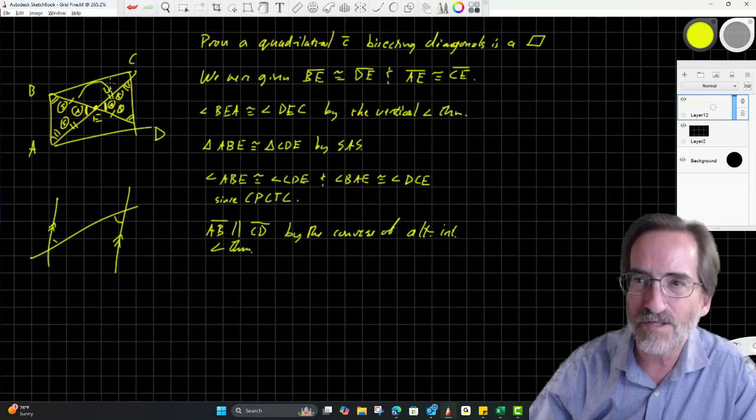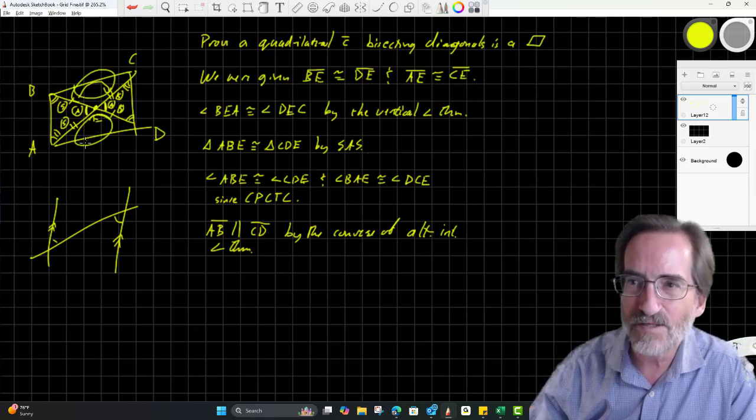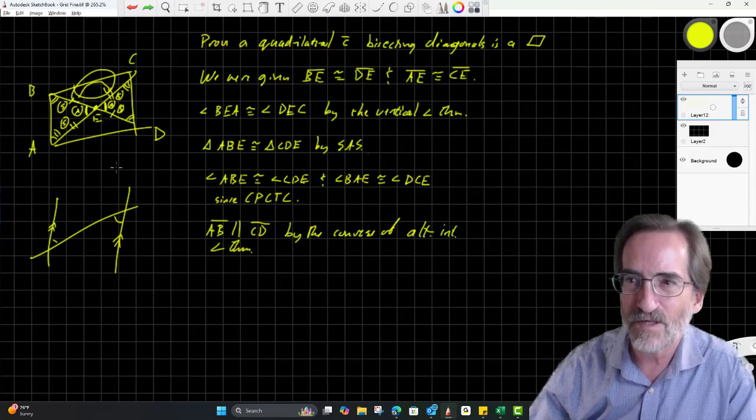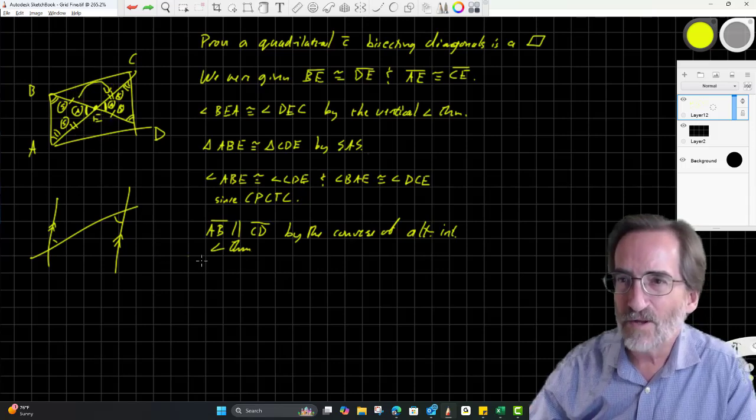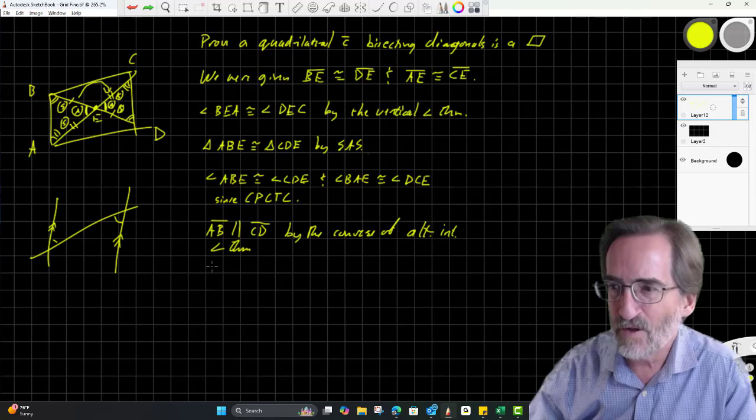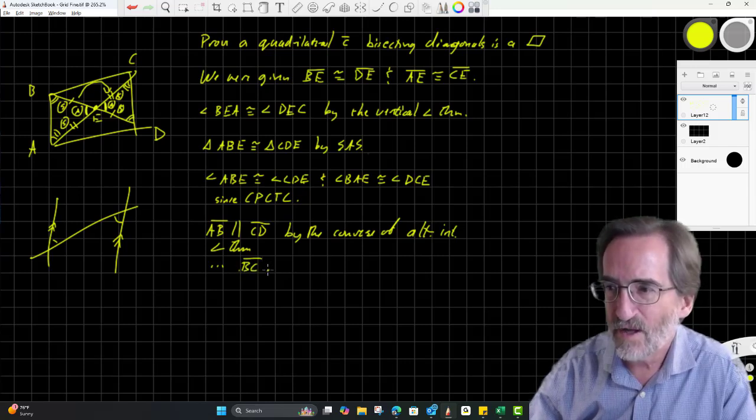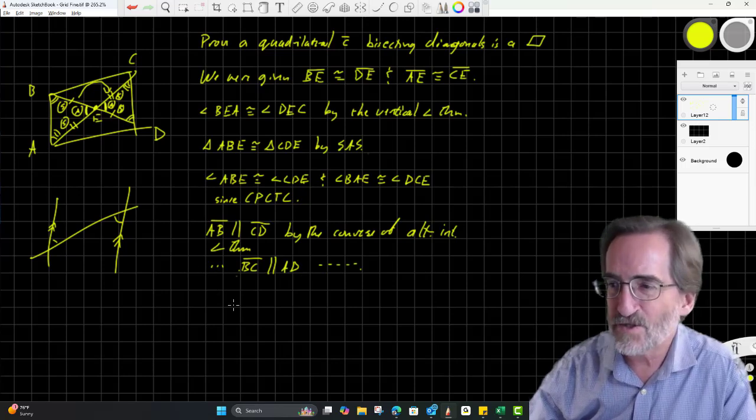Okay, I'm going to cut this a little bit short because now we'd have to go through the same argument for triangle BCE and ACD to prove that BC is parallel to AD. But the steps are the same. So dot dot dot BC is parallel to AD for the same reason. And that satisfies the definition of parallelogram.